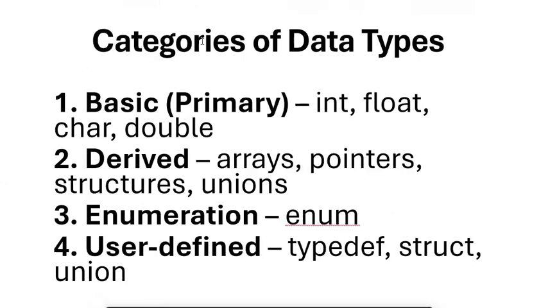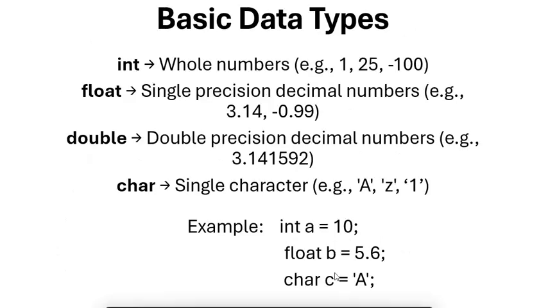Let us see one by one the categories of data types. I have told you the basic, which is also called primary data type: int, float, character and double. Derived, that is arrays, pointers, structures and unions. In enumeration we have enum. User defined, that is typedef, struct and union. Here in primary or basic data types we have int, float, double and character. Let us see one by one.